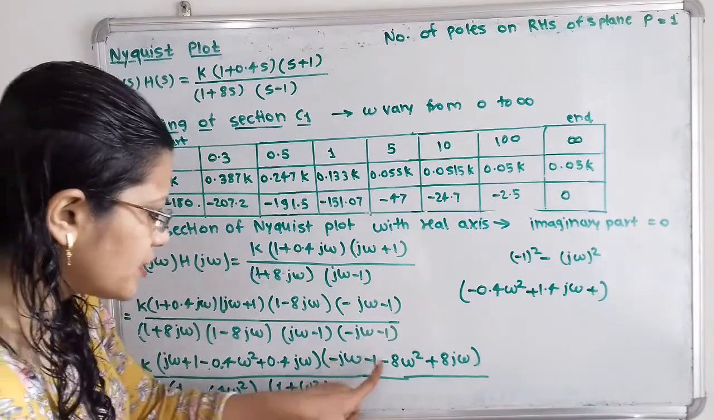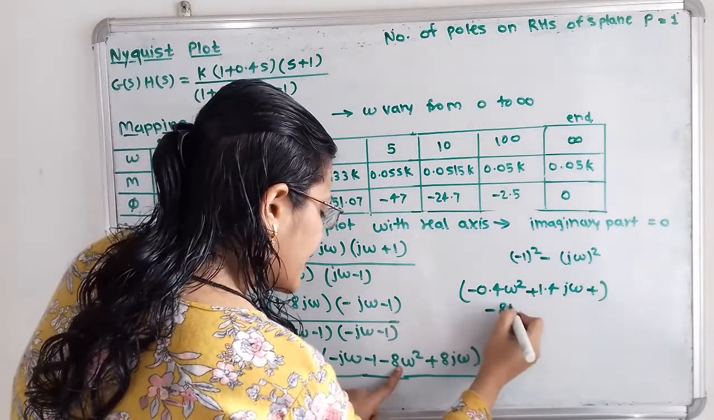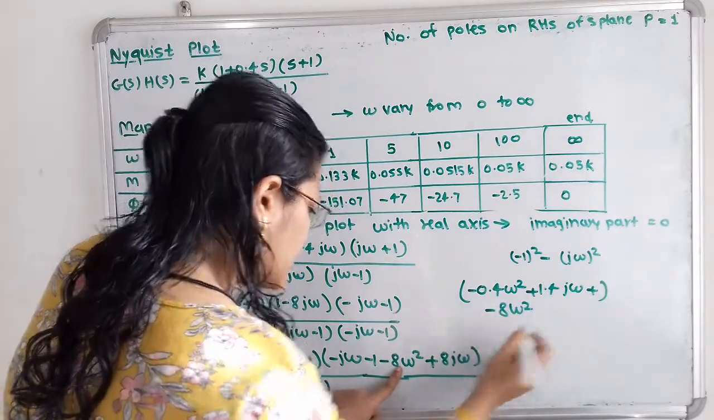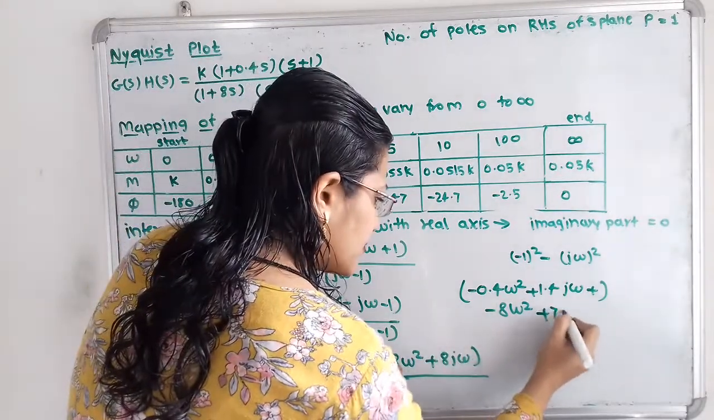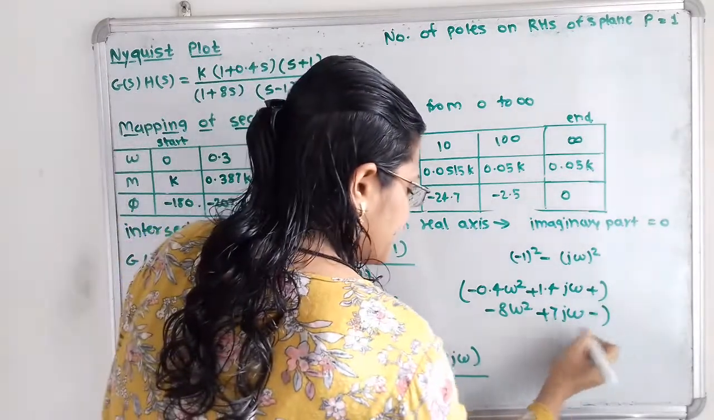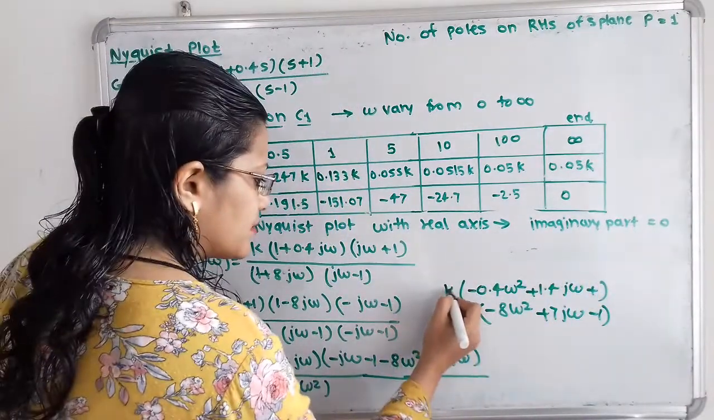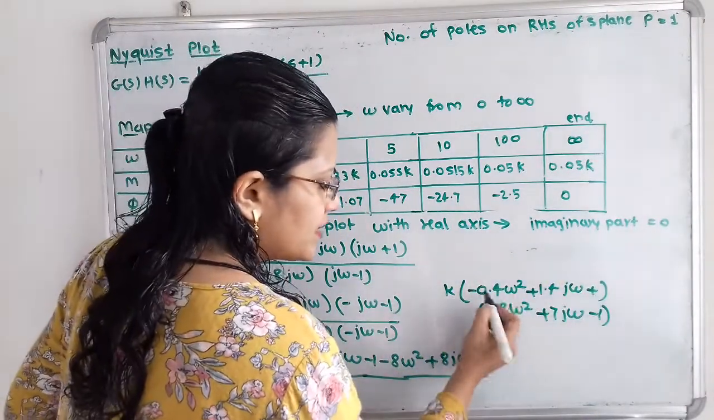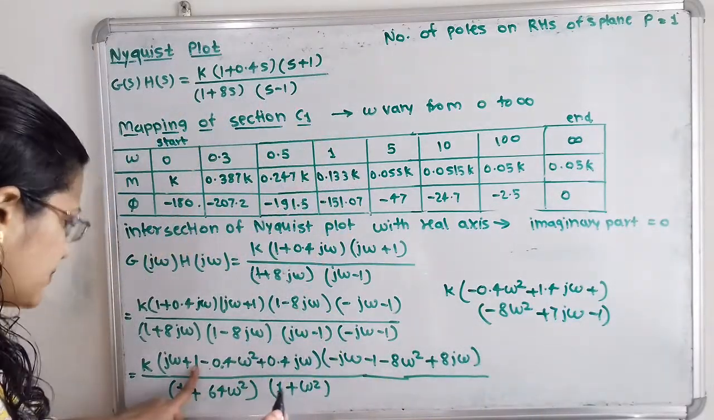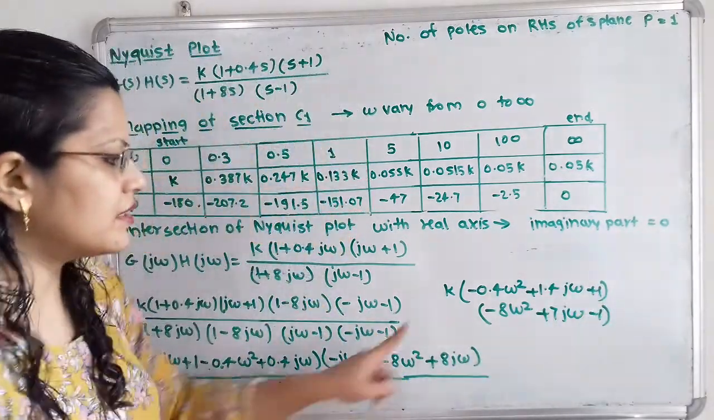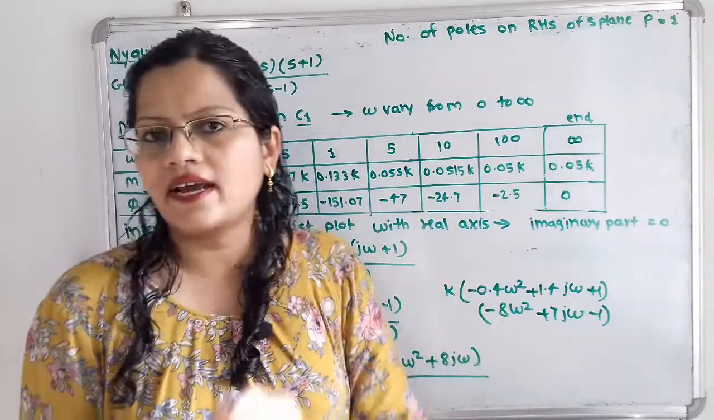Then here minus j omega plus 8 j omega. First I will write here minus 8 omega square, then 8 j omega minus 1 j omega, that is 7 j omega, and minus 1. So these are the two brackets, and here K is already there. Again we will simplify this, that is we will multiply these two brackets with each other. Here is plus 1, so we will write it here, and we will multiply these two brackets with each other and separate the imaginary part and real part.